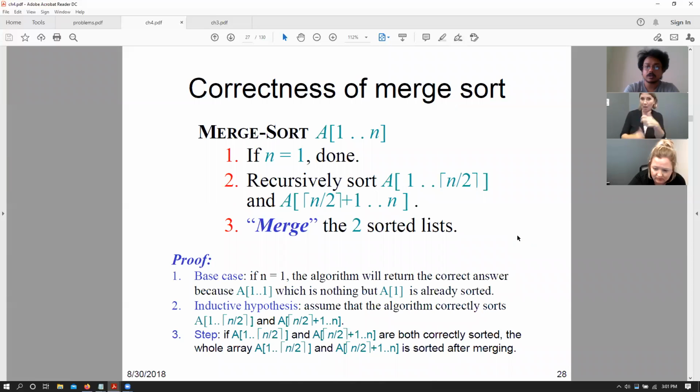So in case of merge sort, the base case is if n equals 1, if I just have the one element, then merge sort works fine, right? Because we have this base case here, because a single element is always sorted. So the base case is done.